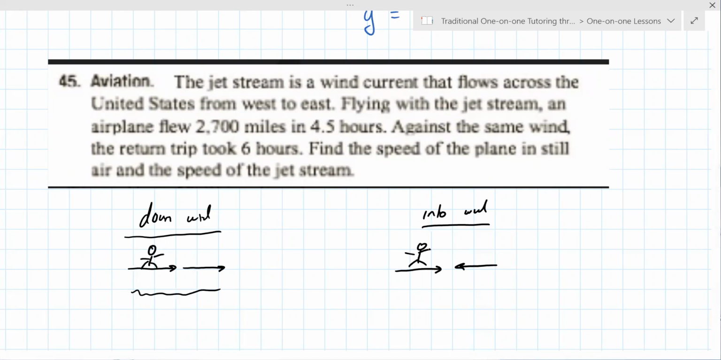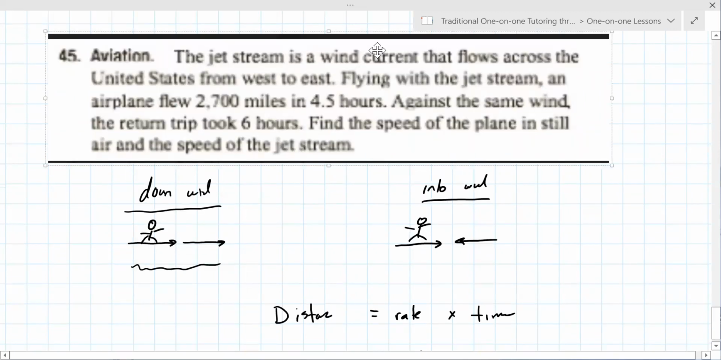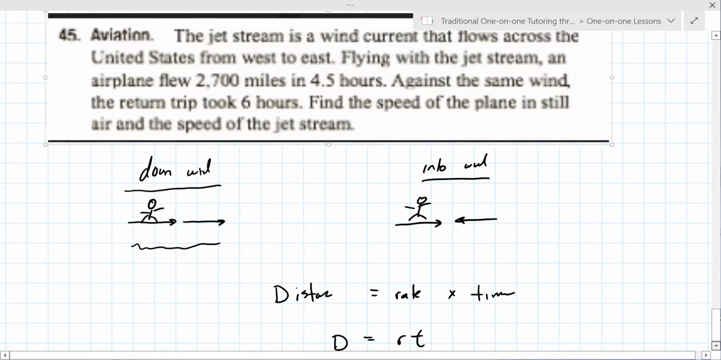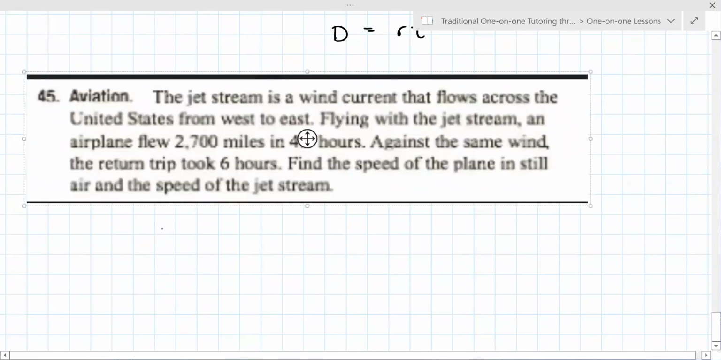Now, these are distance equals rate times time problems, or D equals RT. I think we worked on one or two problems today during class. So I'm going to reframe this question. We're going to read it and look for the scenarios here. There's a scenario for downwind and one for into the wind.